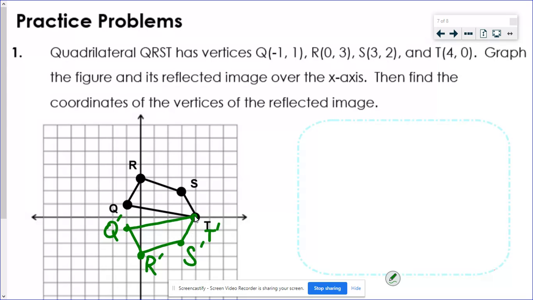Okay, finding all of those ordered pairs. Again, I honestly prefer the rule instead of actually counting out these ordered pairs. Not that any of these are all that difficult, but I'm reflecting over the x-axis. That means that the y number is going to change. So Q prime will be at -1, -1. R prime will be at 0, -3. S prime is going to be at 3, -2. And T prime stays 4, -0 isn't a thing. It's just going to be 4, 0.